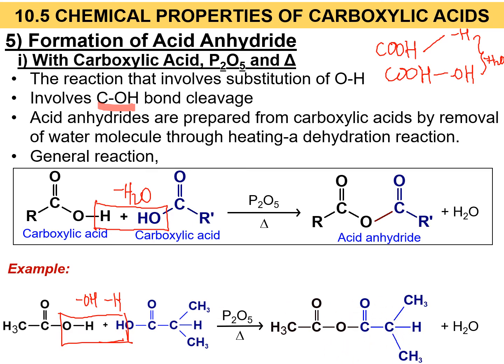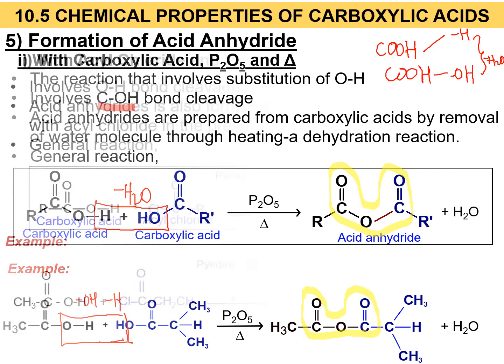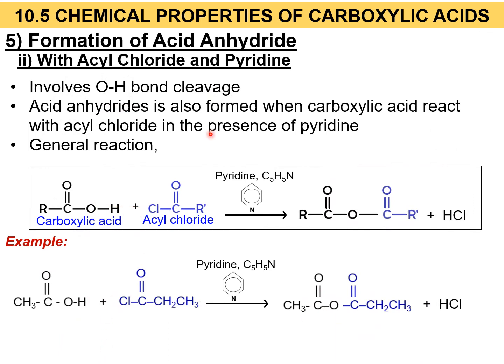Yang pastinya you kena make sure you dapat acid anhydride lah, C double bond O, O, C double bond O. Macam ni bentuk dia. Okay, jangan pula terlebih-lebih lah oksigen dia. Jangan pula COO pula. Okay, kena macam ni. Dapat acid anhydride lah.